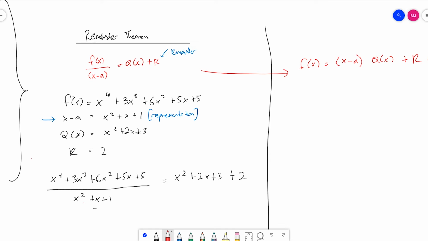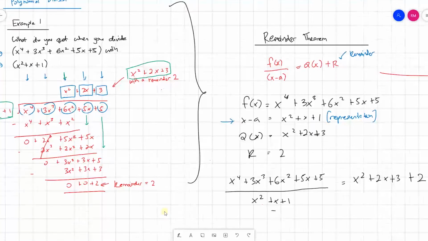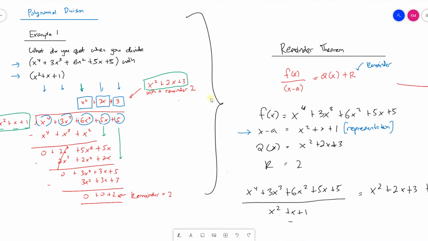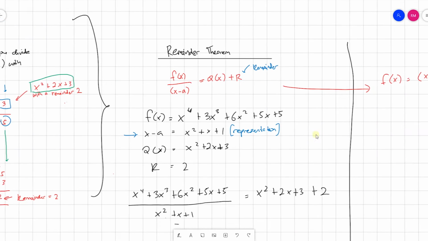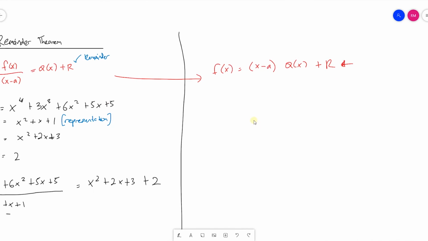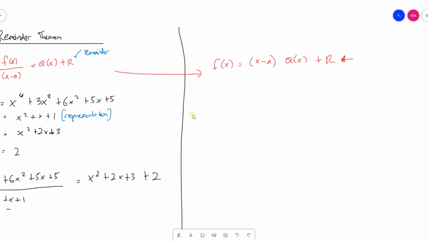Sometimes in the question they'll be asking us to find the remainder instead of the answer, which is q(x). If we do the manual method, the one that I taught in the previous video, we'll get the remainder as well as the answer when we divide something. Sometimes in certain questions related to the remainder theorem, they'll just ask us to find the remainder, or they'll ask us to check the value of a when the remainder is given.